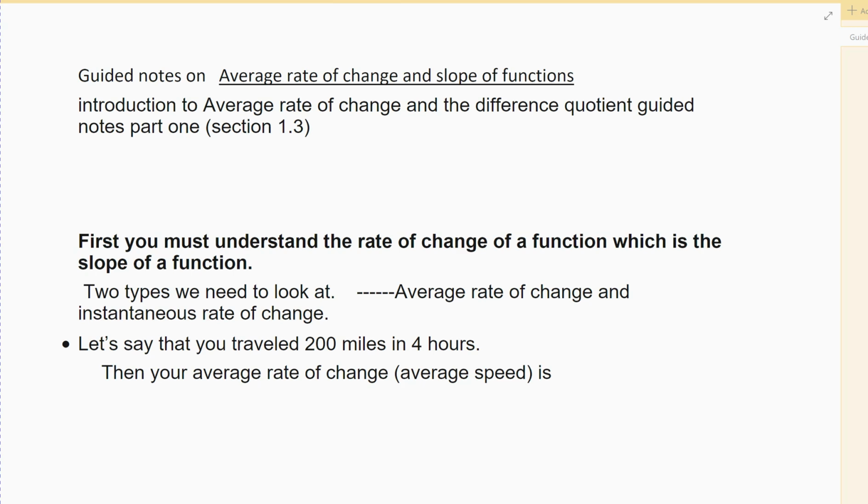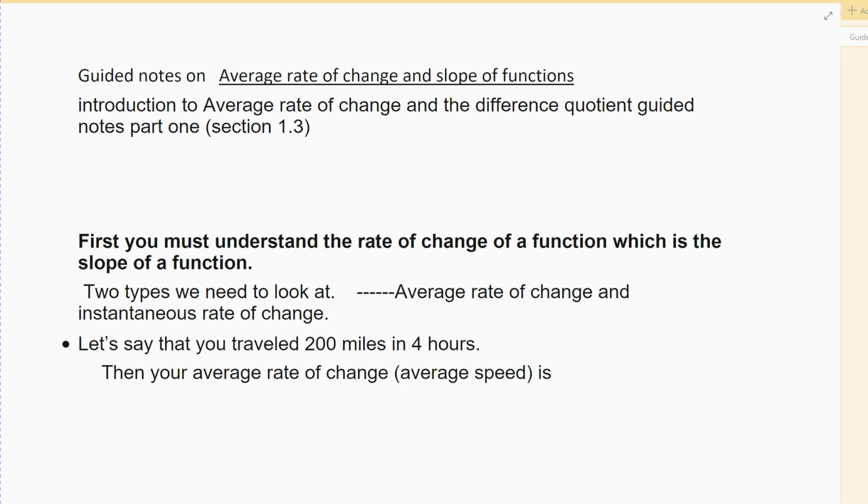There are two types of rate of change that we talk about in this class. There's the average rate of change, all right? There's the instantaneous rate of change, and then the graphical interpretation of them is slope of functions, all right? And they go hand in hand. Slope is the rate of change, all right? Slope is the rate of change.